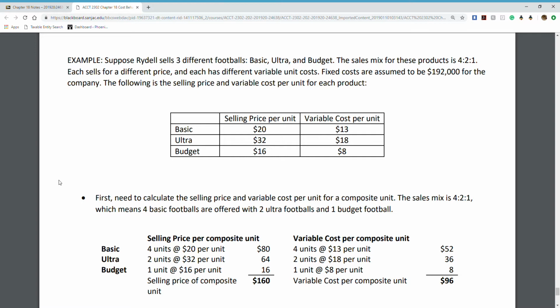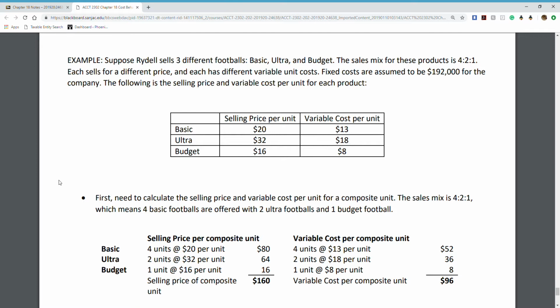So we're going to deal with Rydell one last time. They sell 3 different footballs now: the basic, ultra, and budget. The sales mix for these products is 4 to 2 to 1. They sell for different prices, and each has a different variable cost because they're different products. Of course, fixed costs are assumed to be $192,000 for the company. The following is the sales price and variable cost per unit. For the basic, ultra, and budget, the sales prices are 20, 32, and 16, and the variable costs are 13, 18, and 8.